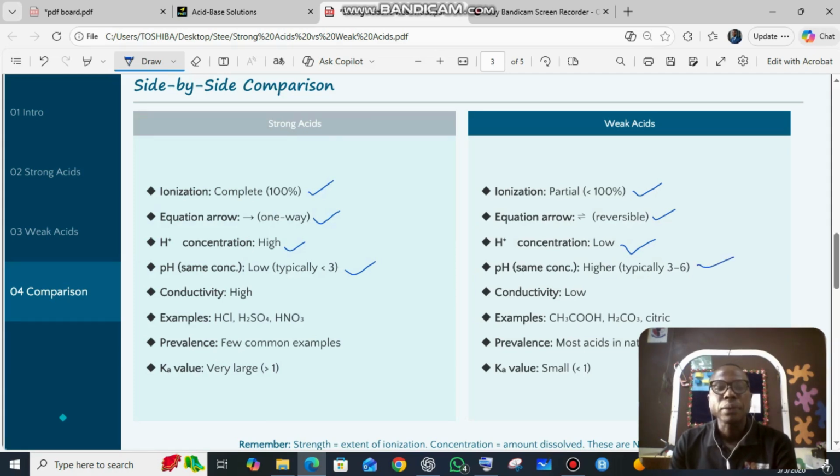Then conductivity. In terms of conductivity, strong acids have high conductivity. They are better conductors when compared to weak acids, which are low conductors of electricity.